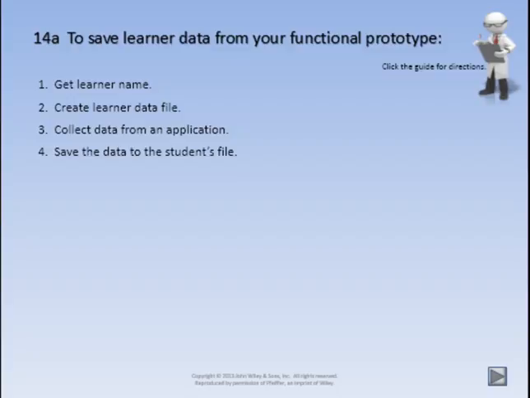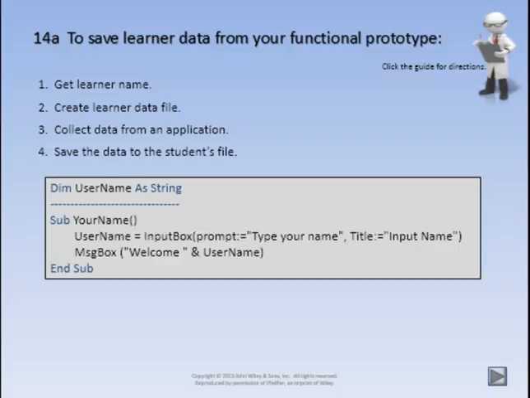Here is a simple macro labeled username for getting the learner's name. This macro uses one variable, username. Variables are containers into which we can store information. It is necessary to tell the computer what kind of information we intend to store in our variables. The dim or dimension statements serve this function. Dim statements always precede the macros. It is convenient to place all of the dim statements at the beginning of our code.